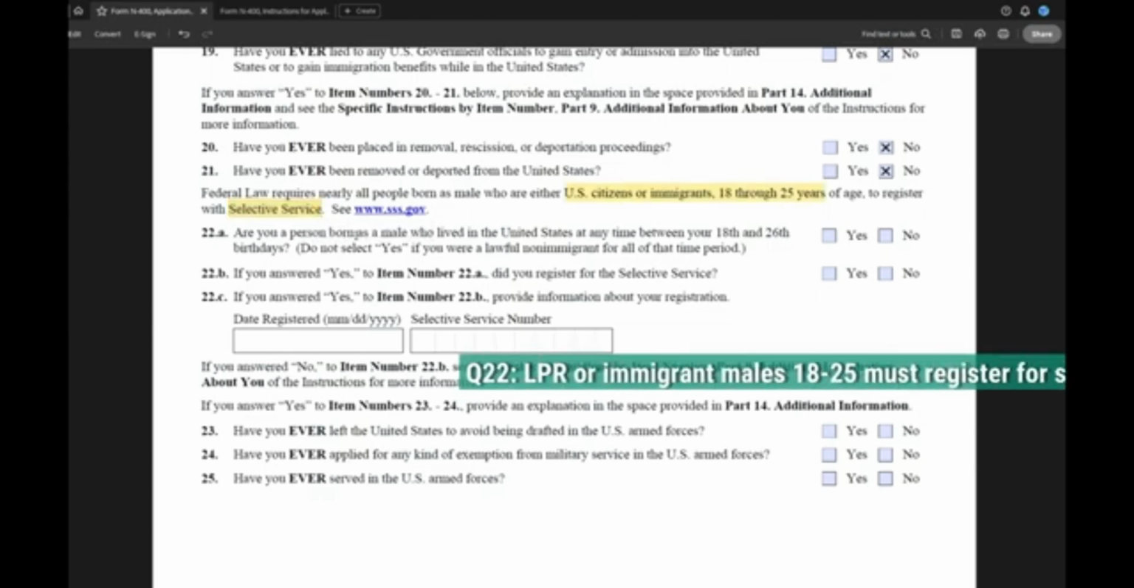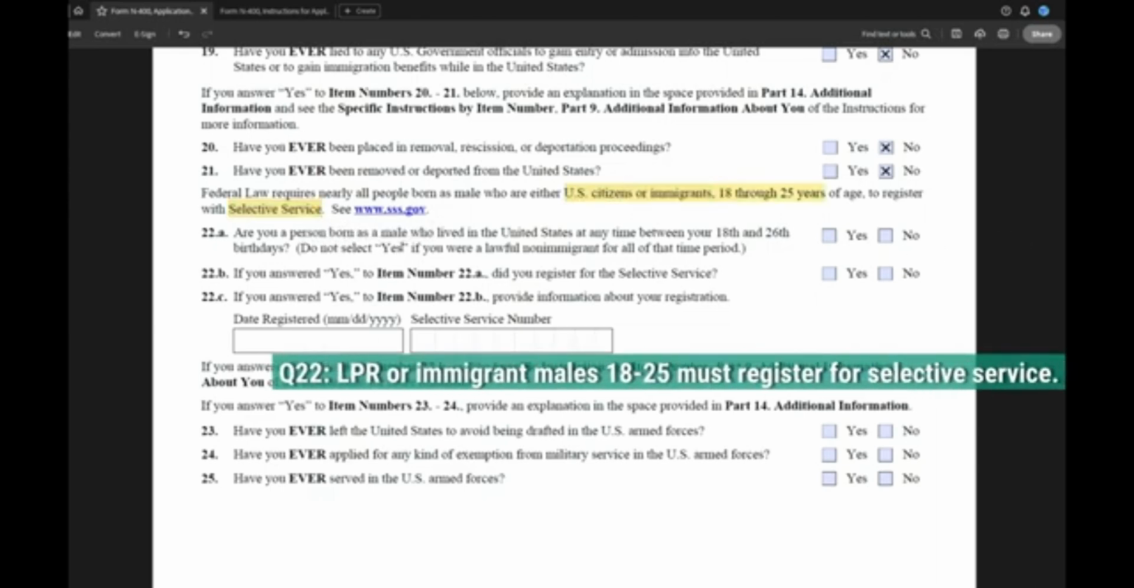If you were a U.S. citizen or immigrant born a male and you lived in the U.S. anytime between 18 to 26, you were required to register with selective service. So if you received your green card while you were still between the ages of 18 or 25, in your green card approval letter, they will state that you had to register for selective service. Then you would answer yes.